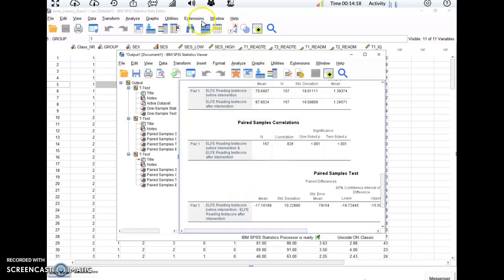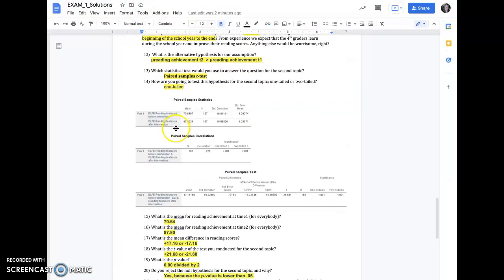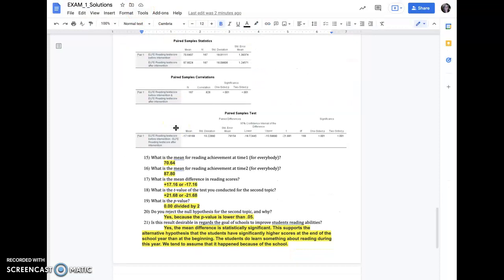So here is our output. I've already copied it to this page. So then we can answer our next question. What is mean reading achievement for time 1? So here is reading achievement before the intervention, which is time 1, and here is the mean. What is the mean reading achievement at time 2? So here's the reading achievement after, and here is the value for time 2. So what is the difference in the reading scores? Well, here we can see the mean difference.